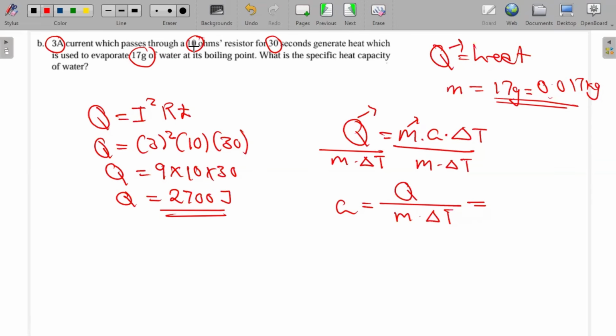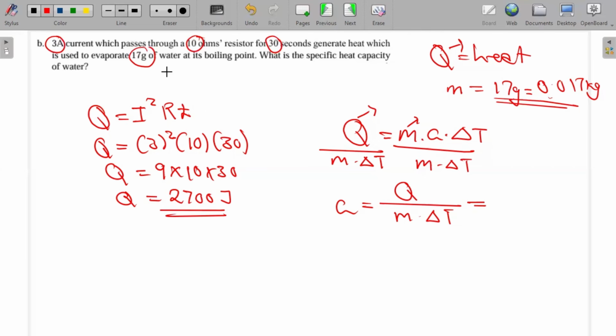The current in the resistance for this time is used to generate heat, which is used to evaporate 17 grams of water at its boiling point. What is the specific heat capacity of the water? So I'm noticing that what is missing here is the change in temperature. They've told us at its boiling point. We know the boiling point of water is 100 degrees Celsius.